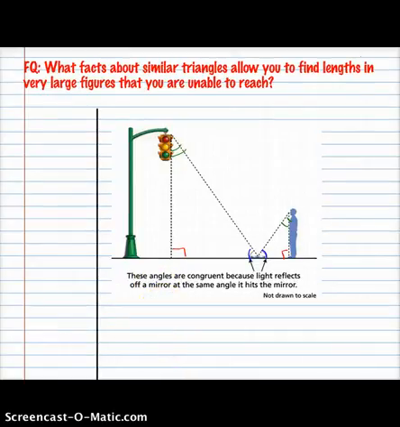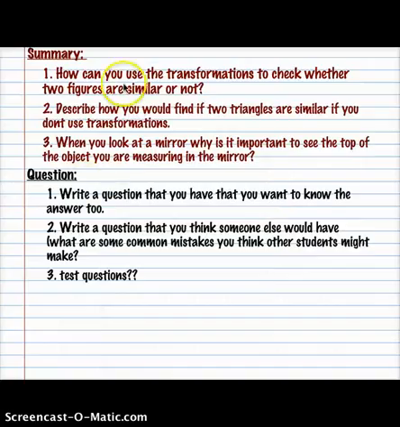Again, I'm going to go back to your summary and your questions. So summary: how can you use the transformation to check whether two figures are similar or not? Describe how you would find two triangles are similar if you didn't use transformation. So not using transformations, how would you do it? Are there certain requirements that you can look for? And what are the least amount of requirements that you could find?